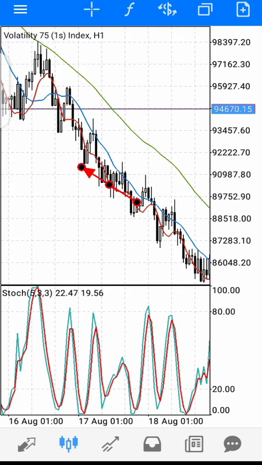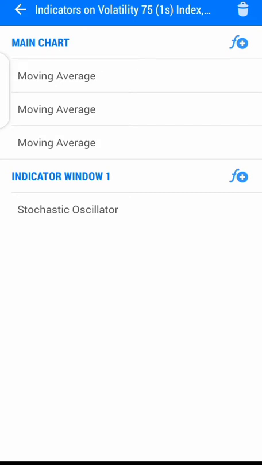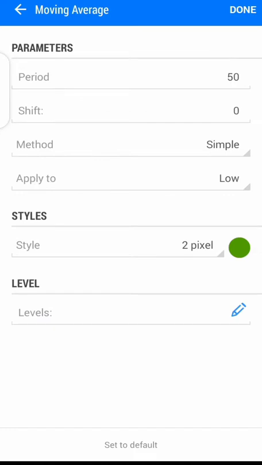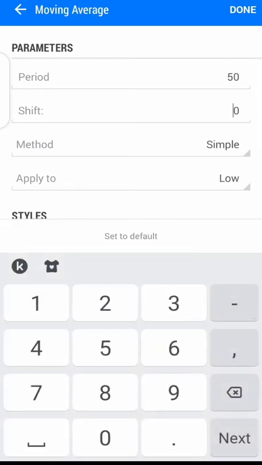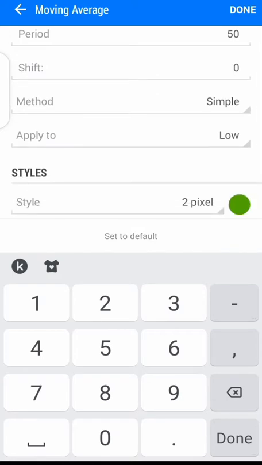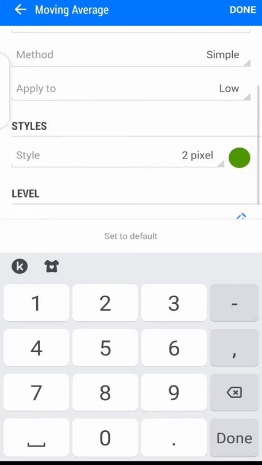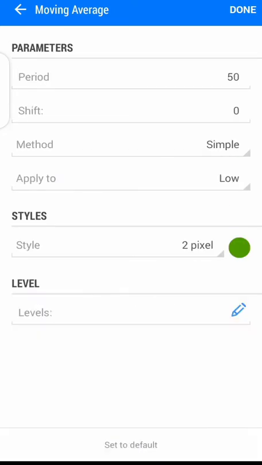Okay, on the settings, we have 3 moving averages. Here are the settings. I believe you can see. We have the period, which is 50. Shift is 0. The method is simple. Then apply to low. Then the pixel should be 2 or even more, so that it will be bold enough for you to see. Then the color for moving average 50 should be green.